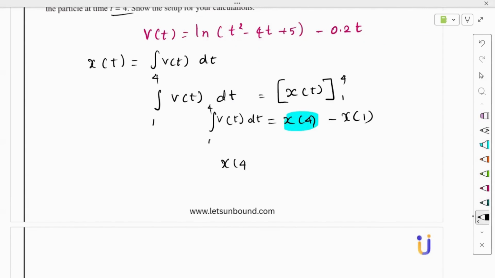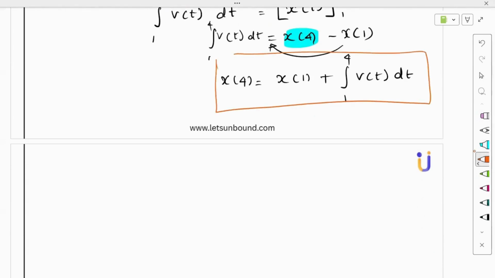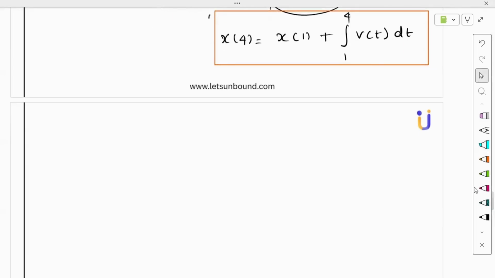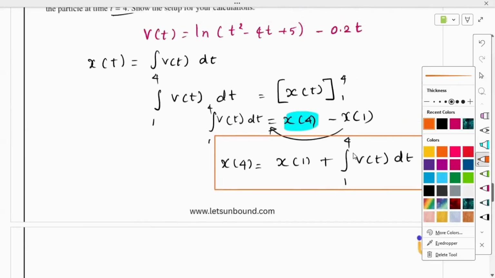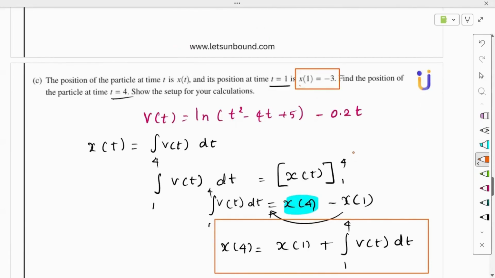X of 4 equals x of 1, like we are taking this here, plus the integral 1 to 4 of V of t dt. So position at 1, then from 1 to 4, area under the velocity curve. So this is the important thing from the fundamental theorem of calculus. Right. So what should I do with this? X of 4 is our target. X of 1 is given to us. When t is 1, x of 1 is minus 3. So we can plug in.